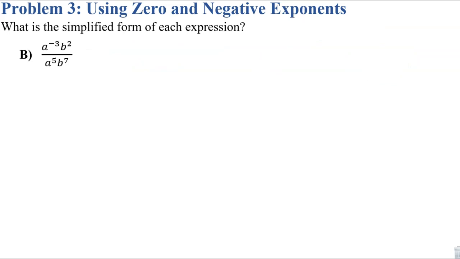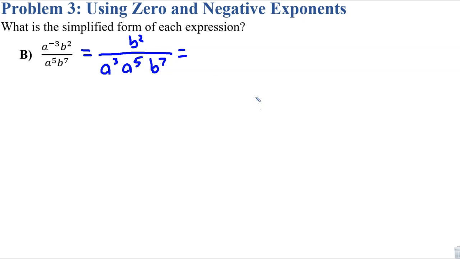All right, let's go ahead and run through part B. Once again, I'd recommend move anything with a negative exponent around right off the bat. So as far as this one goes, this a to the negative 3, I'm going to write that as a to the positive 3 on the other part of the fraction. There'll still be the b squared up top, and then we'll have the a to the 5th over b to the 7th here.